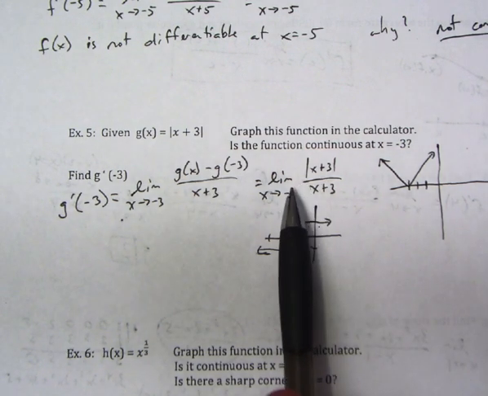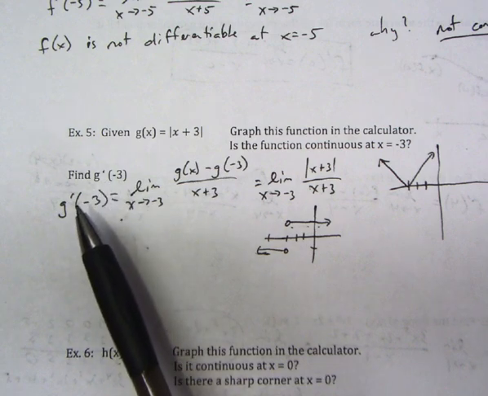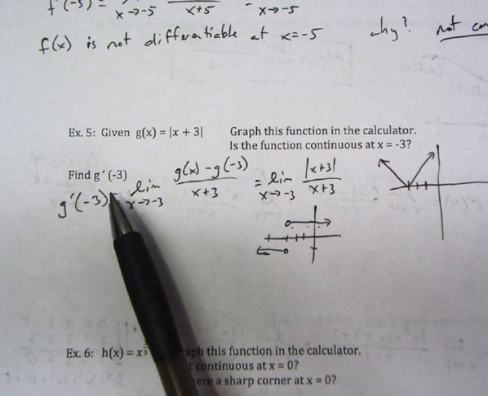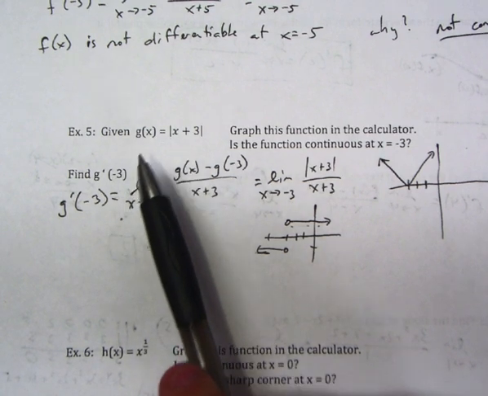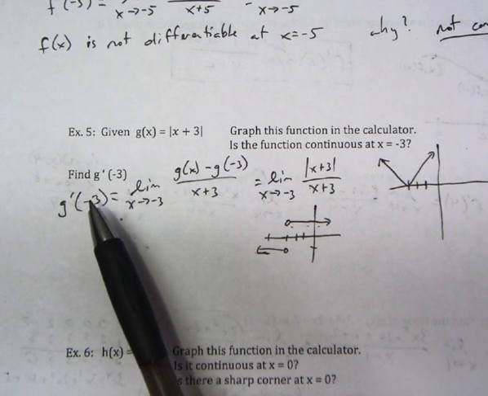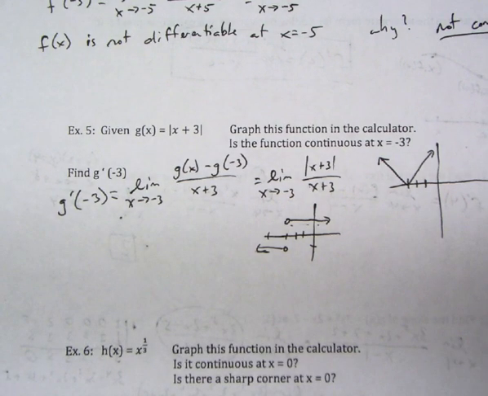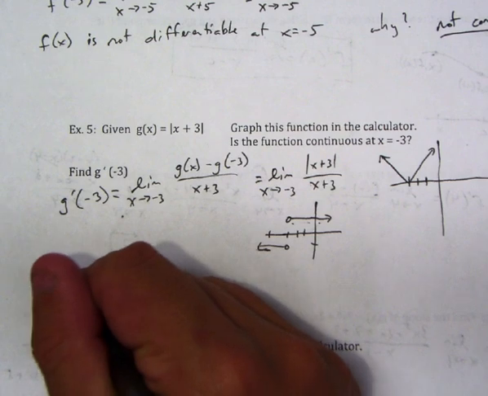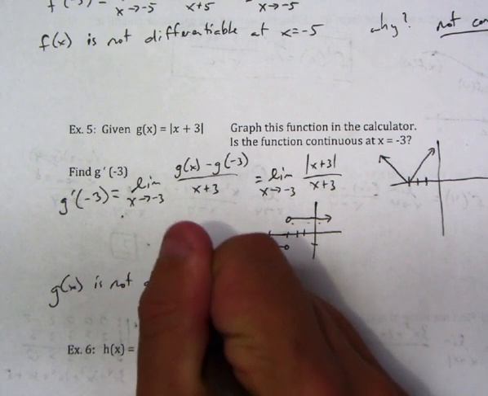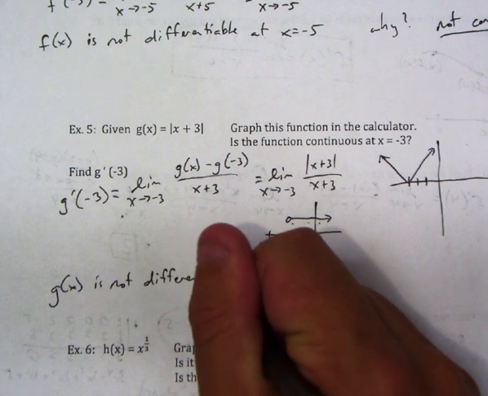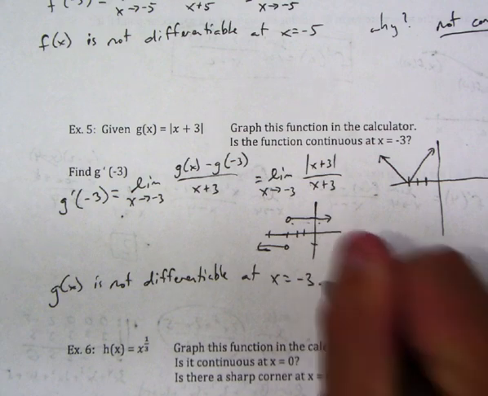Since this limit doesn't exist, then if we go all the way back here, that means g prime of negative 3 doesn't exist. That means there is no value here. That means that g is not differentiable at negative 3 because this value doesn't exist. So we'll talk about why here in a second, but we say g of x is not differentiable at x equals negative 3.